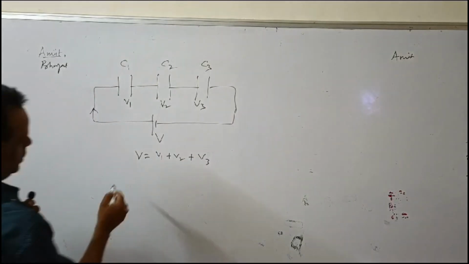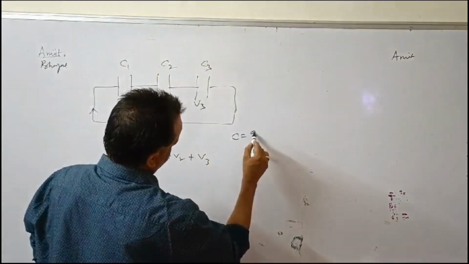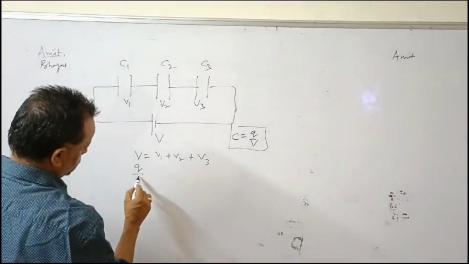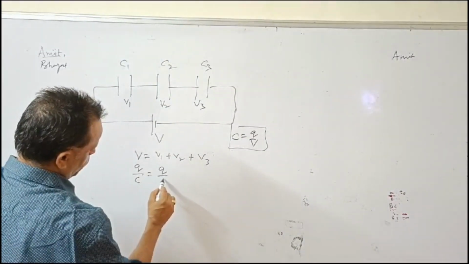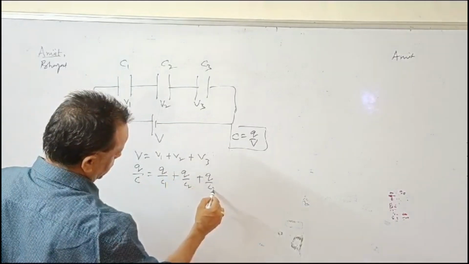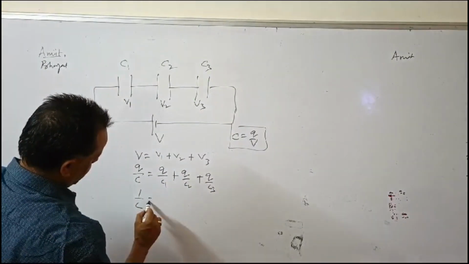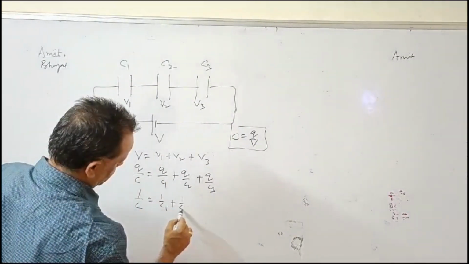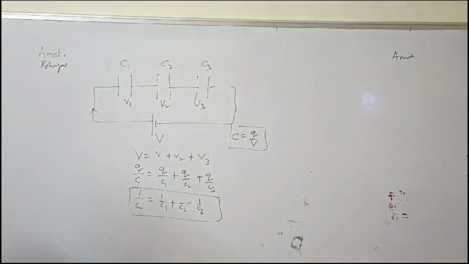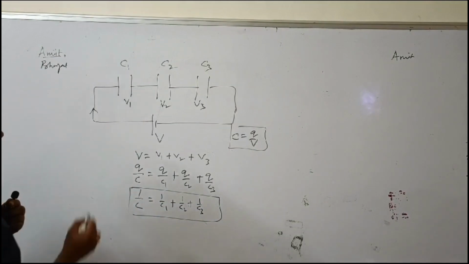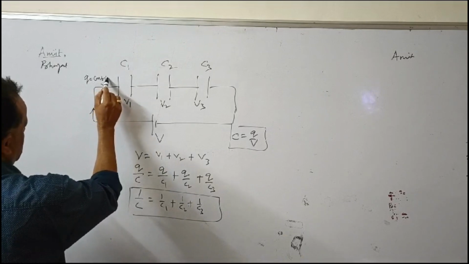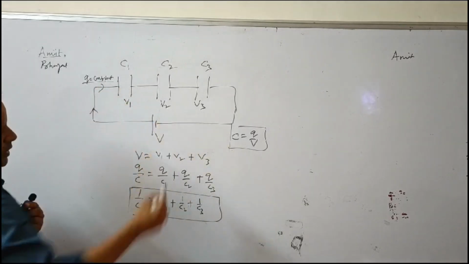We know that C is equal to Q by V, so V can be written as Q upon C. This is Q upon C1, Q upon C2, Q upon C3. So 1 by C is equivalent to 1 by C1 plus 1 by C2 plus 1 by C3. In the case of capacitors connected in series, the charge is constant. The same charge flows through all the capacitors.